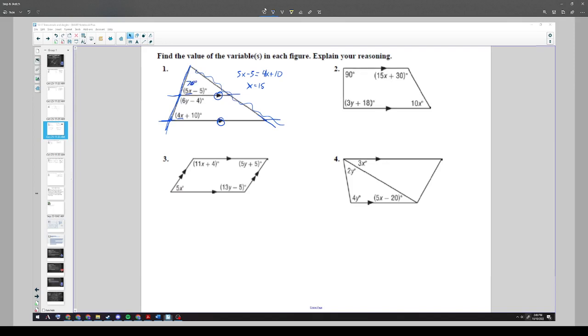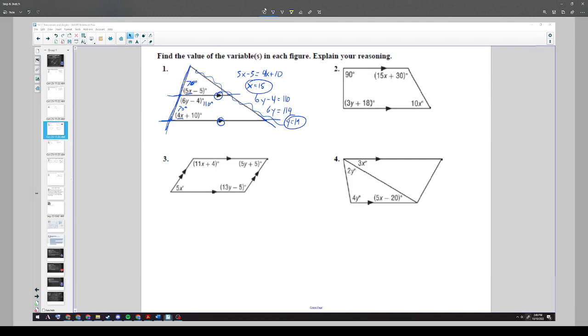And 60 plus 10 is 70 degrees. So what that lets me do, now that I've plugged it in, is solve for y because it's supplementary to that. So I know this is 110 degrees, and that would let me write the equation 6y minus 4 equals 110. So 6y equals 114. That's 1 less than 20, so y is equal to 19.